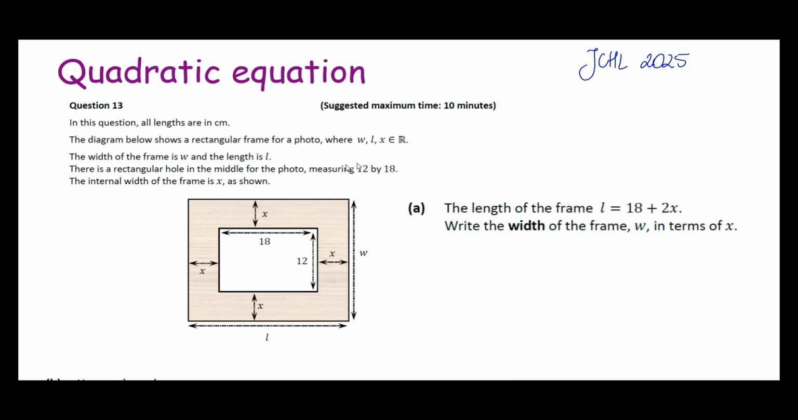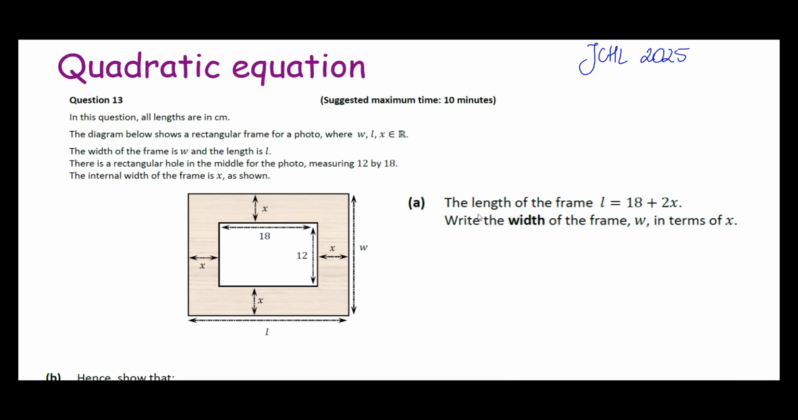And then we have a measurement here, 12 by 18. That side is 12, that side is 18. The internal width of the frame is x as shown. So they are saying that everywhere around, it is x. Okay, so what do we need to do? The length of the frame L is 18 plus 2x. Write the width of the frame W in terms of x.